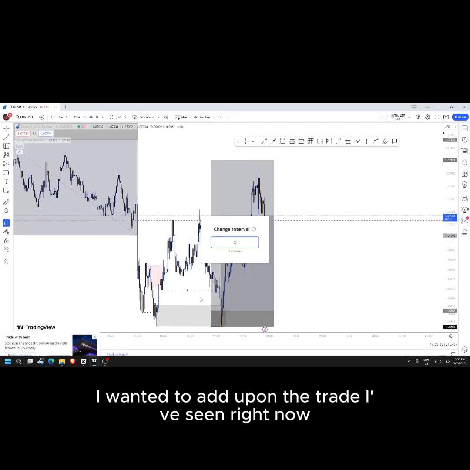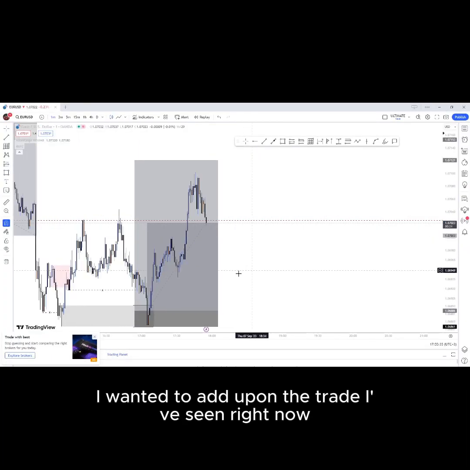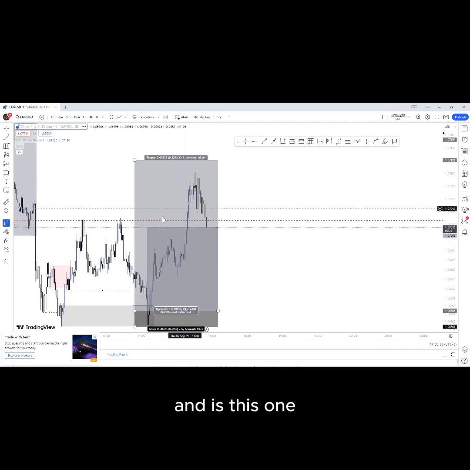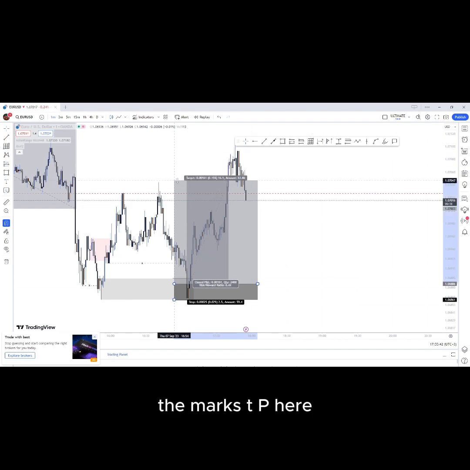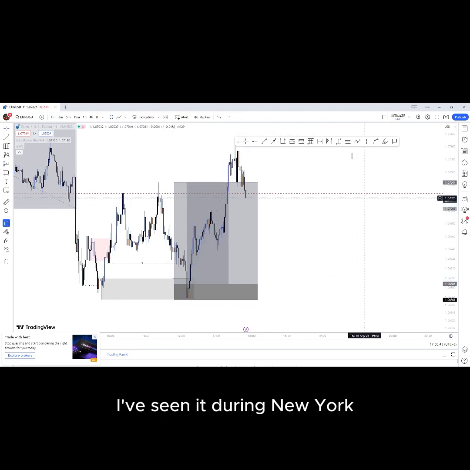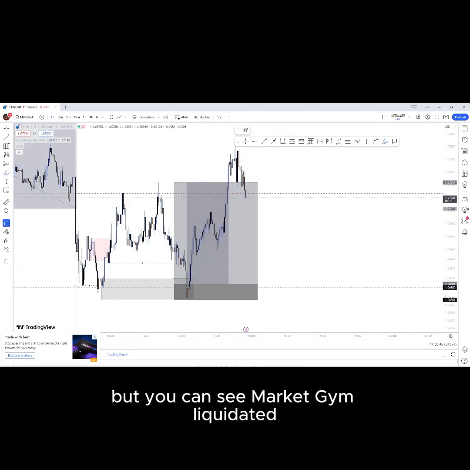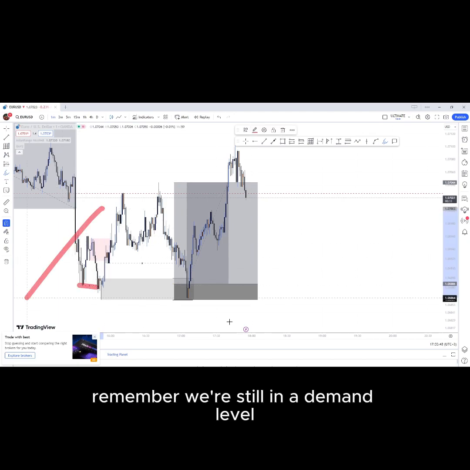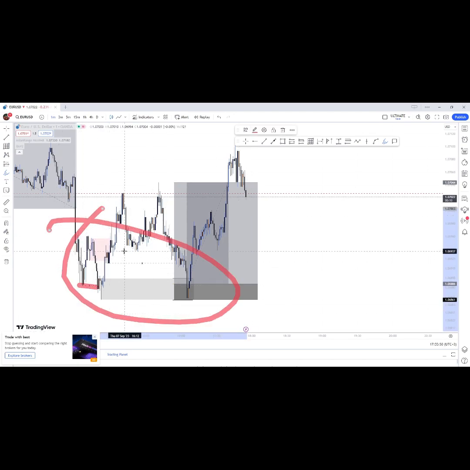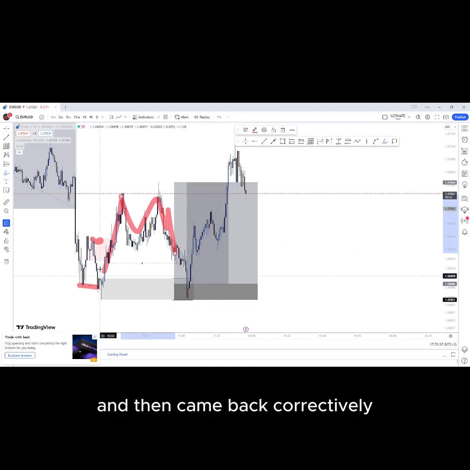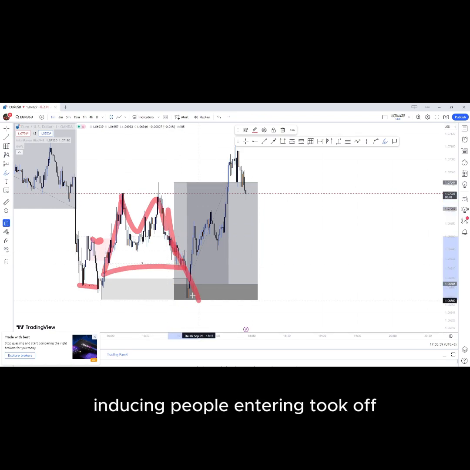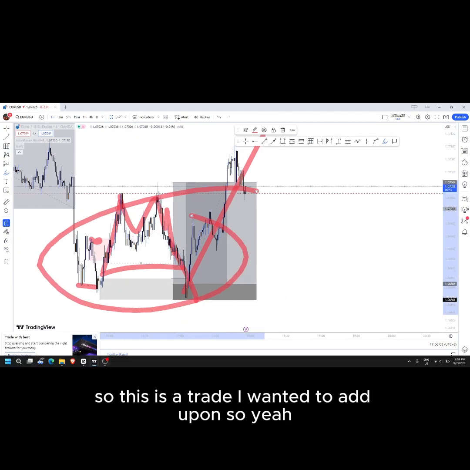I wanted to add upon a trade I've seen right now during New York, and it's this one. And we can see what has happened. It will be marked TP here. I've seen it during New York. I don't trade New York, but you can see market came, liquidated. Remember, we're still in a demand level. So market came and liquidated the low, came and cleared out PBL impulsively, and then came back correctively, inducing people entering, then took off. So this is a trade I wanted to add upon. So yeah.